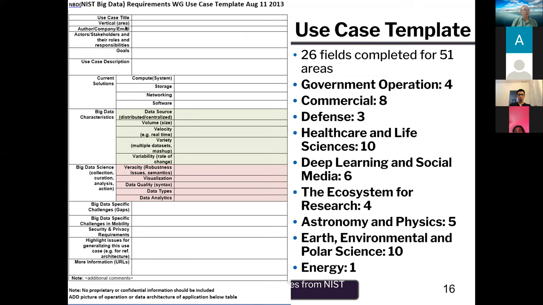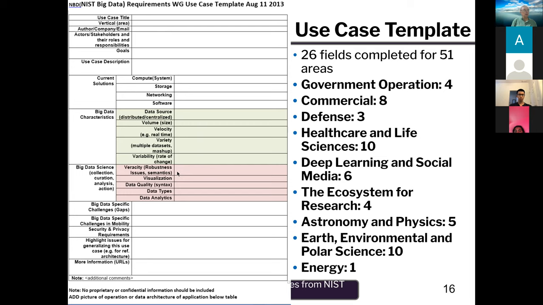They had to put the title, put the area, give their email, tell you who cared. Like for Netflix, the people who cared were Netflix itself and the customers. For research in astronomy, it would be astronomers who cared. Then the goal, the use case description, and then some details of the computing environments and what the data looked like, and then some features of the analysis.